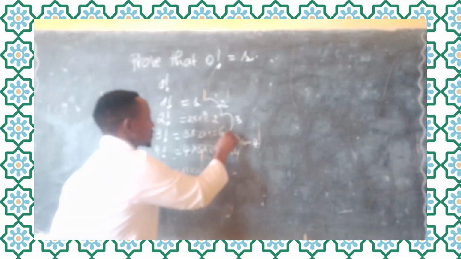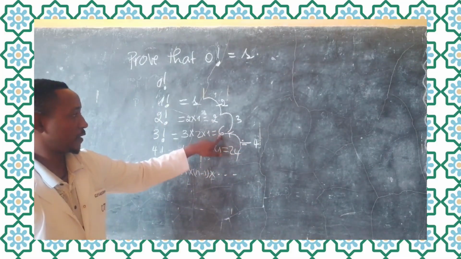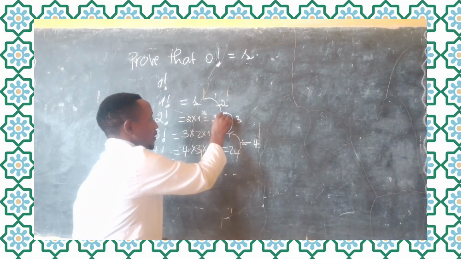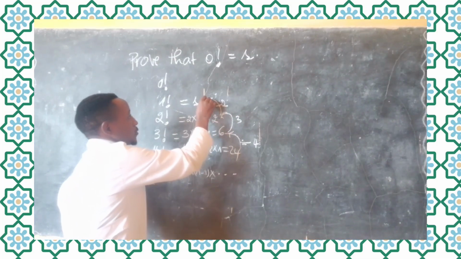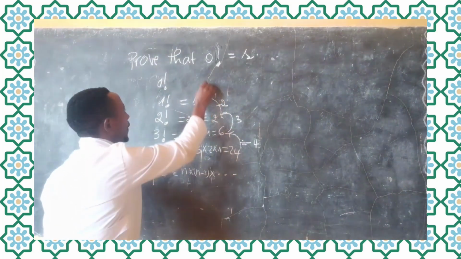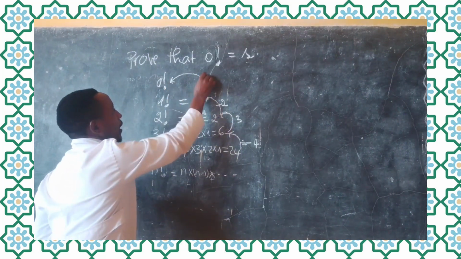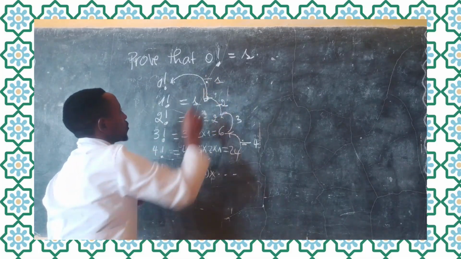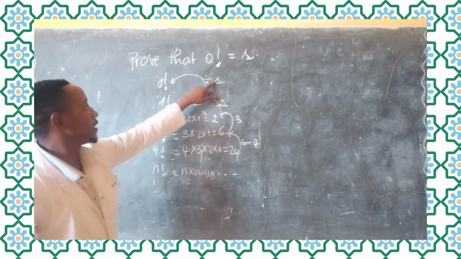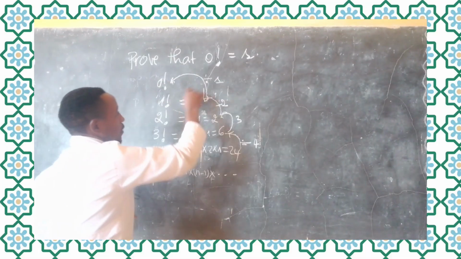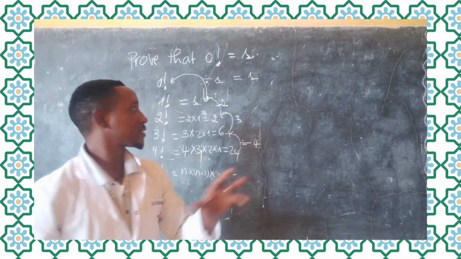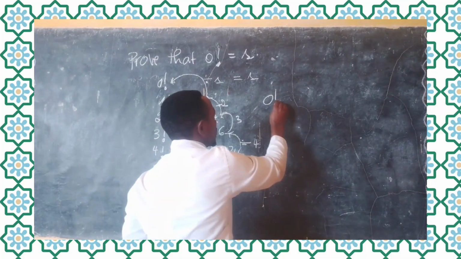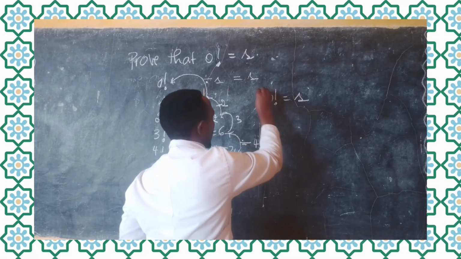In order to get this, we divide by 4. From that, we divide by 3. From that, we divide by 2. And get this. From this up to that, also we divide by 1. So that means that 1 divided by 1 is equal to what? 1 divided by 1, we get 1. So in that case, 0 factorial is equal to 1.